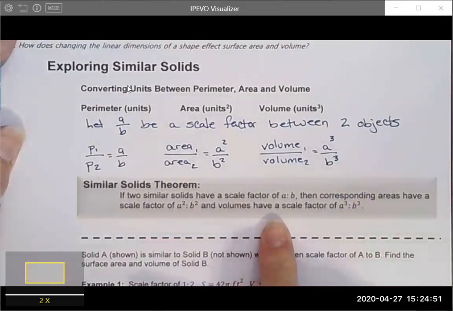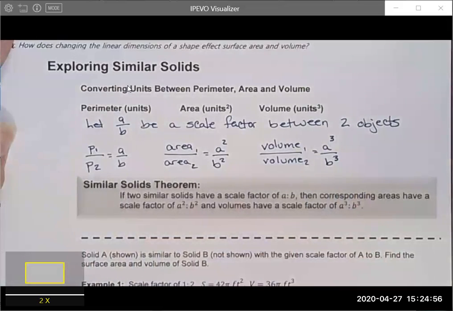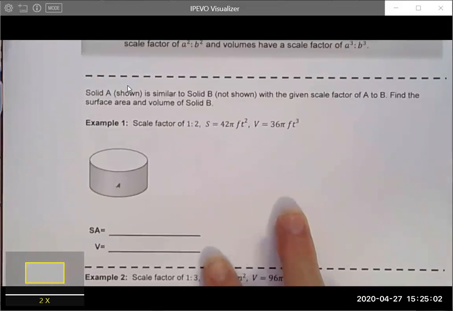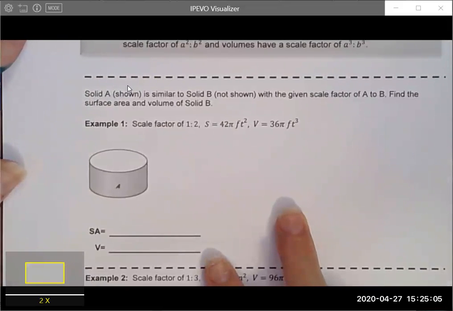That can be expressed in the similar solids theorem, which I'm going to let you read. But I think all of this makes a lot more sense if we actually look at concrete examples. So let's do that now. Let's look at example 1.